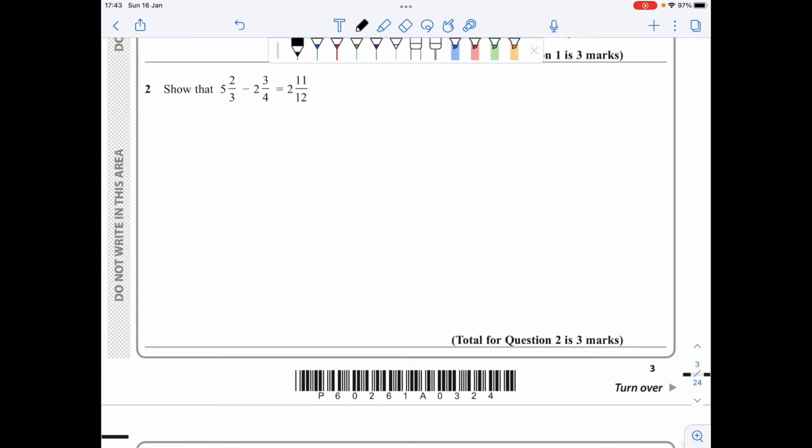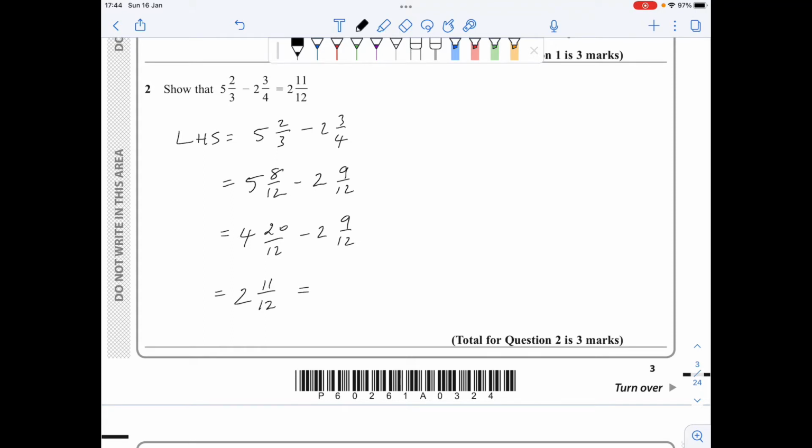In question 2, I'll start with the left-hand side, which is 5 2/3 minus 2 3/4. This is equal to 5 8/12 minus 2 and 9/12. I'll convert the first one into 4 and 20/12 minus 2 9/12. And this gives me 2 and 11/12, which is equal to the right-hand side.